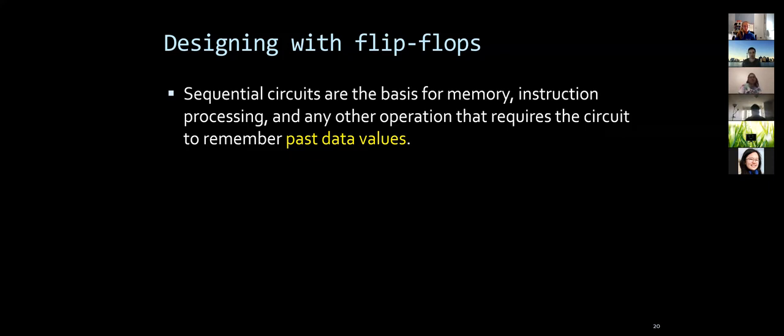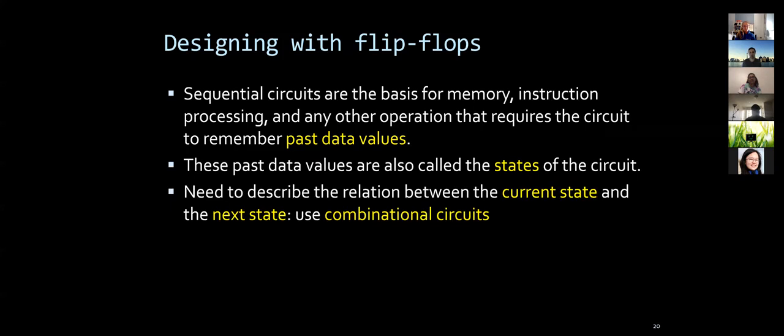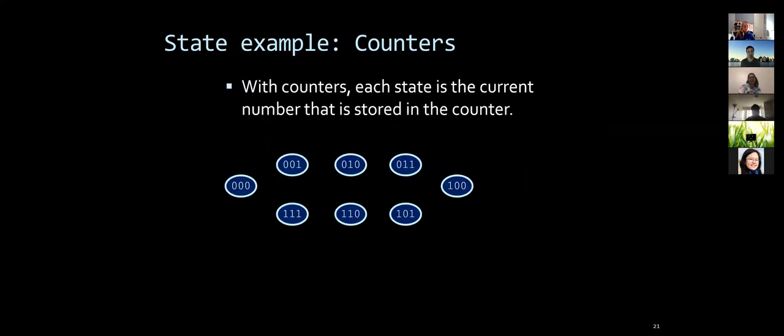So essentially, all of them would require sequential circuits. These past data values are also called the states of the circuit, right? And we need a way to describe the relation between the current state and the next state, right? Essentially, our goal is to figure out how, by looking at this circuit, I can explain how it operates, how it goes from the previous old state into the new state. And we can do this using combinatorial circuits.